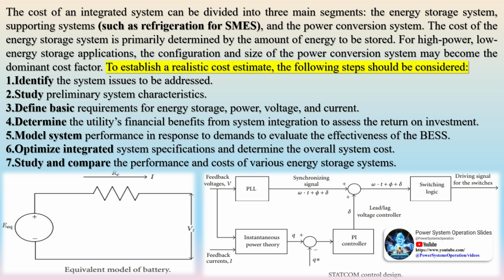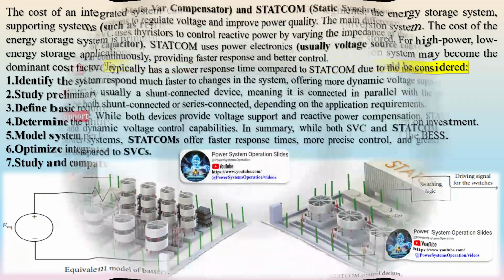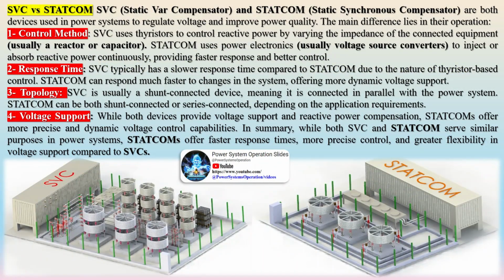Response time. SVC typically has a slower response time compared to STATCOM due to the nature of thyristor-based control. STATCOM can respond much faster to changes in the system, offering more dynamic voltage support. Topology. SVC is usually a shunt-connected device, meaning it is connected in parallel with the power system. STATCOM can be both shunt-connected or series-connected, depending on the application requirements.